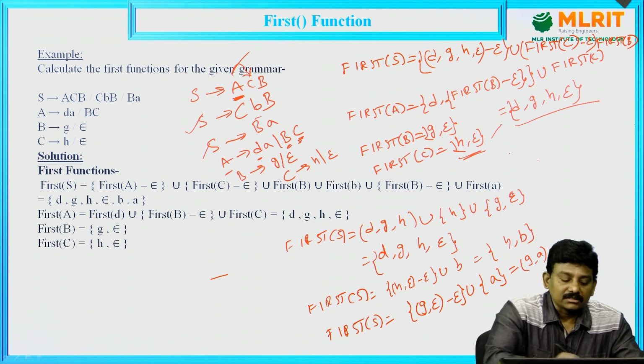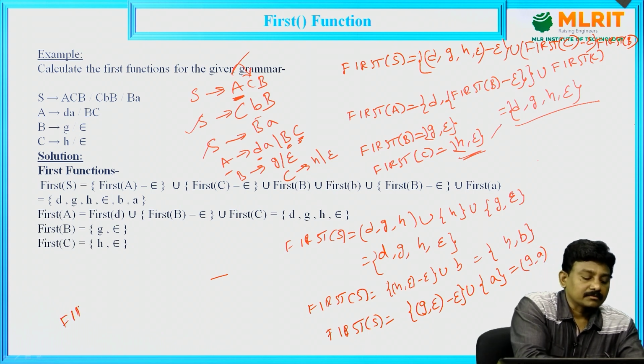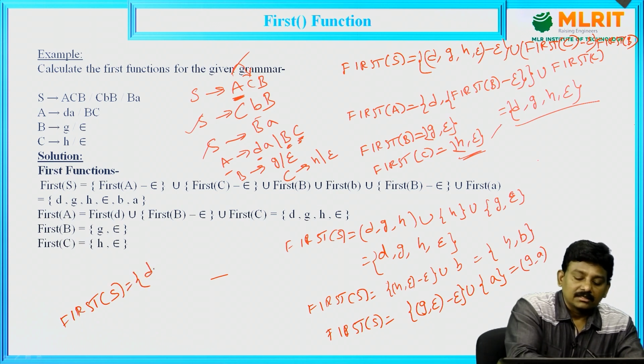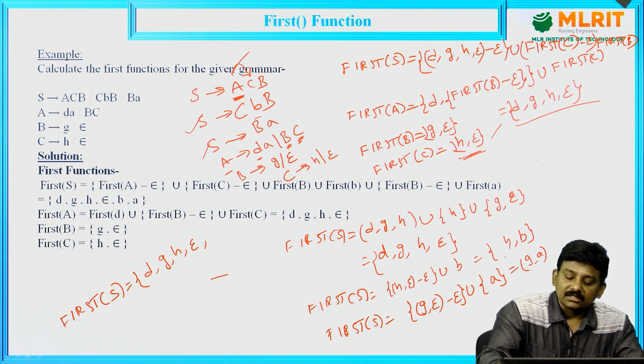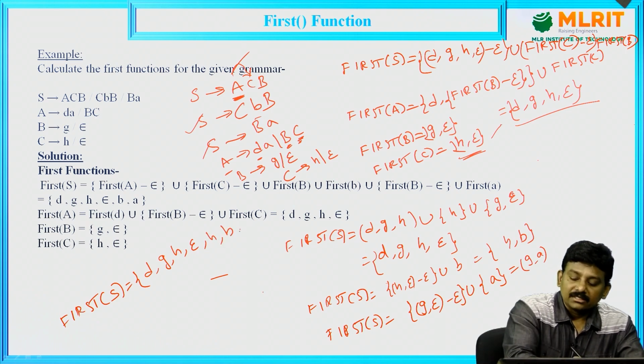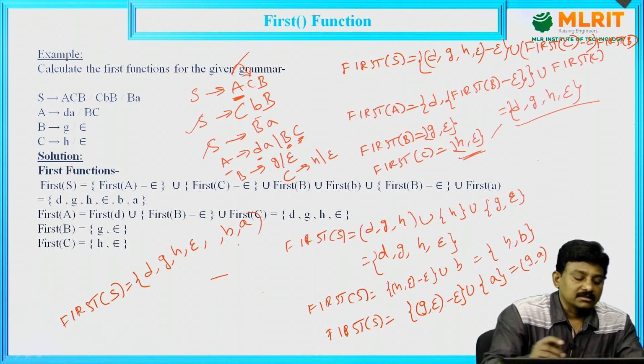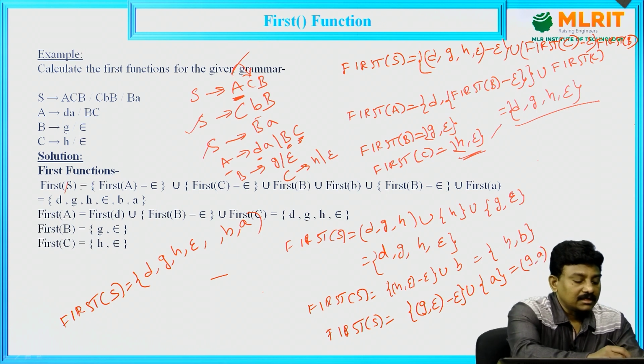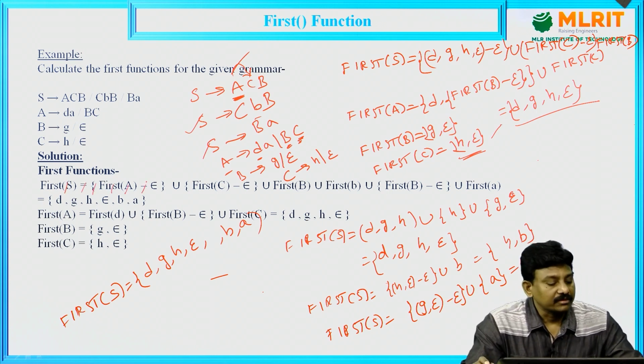So the final answer for first of S is D, G, H, epsilon, and H, B, A. H is already there, no need to write it two times. So this is the answer: D, G, H, epsilon, B, A are the first of S.